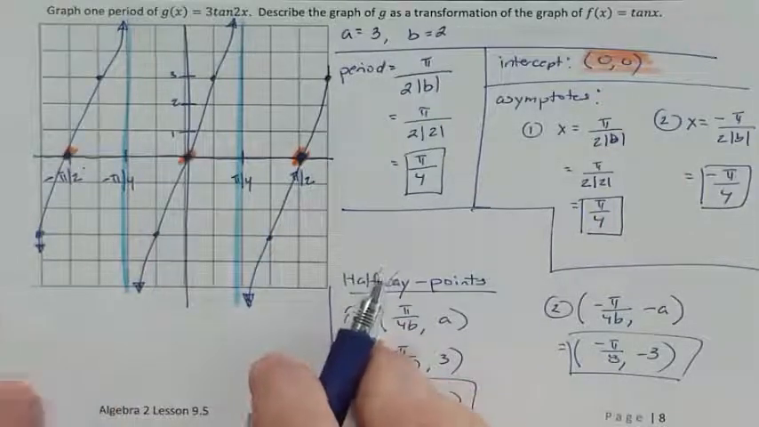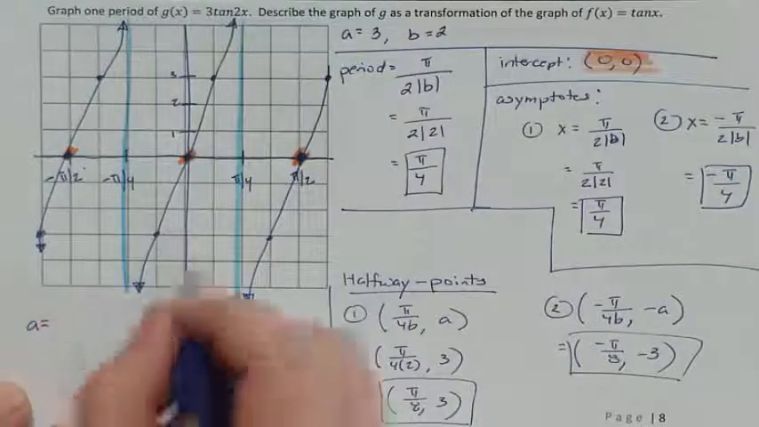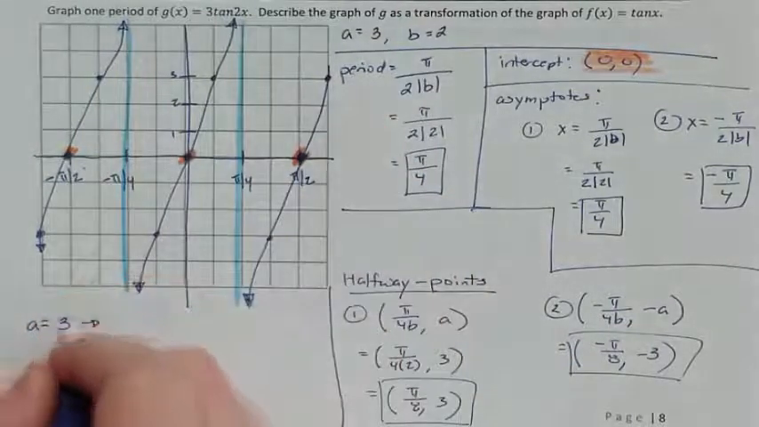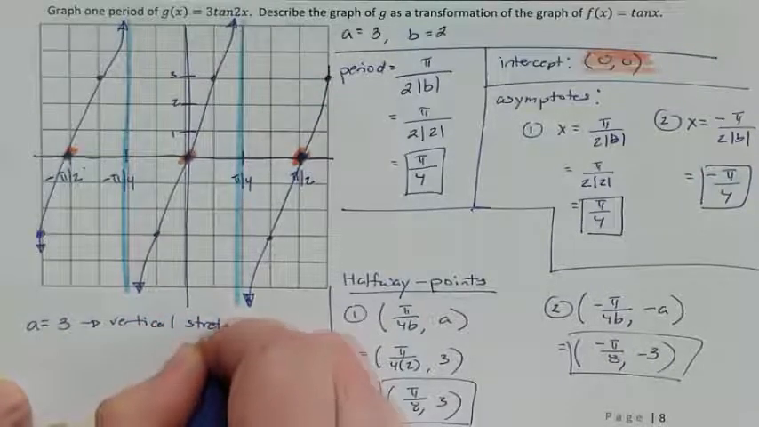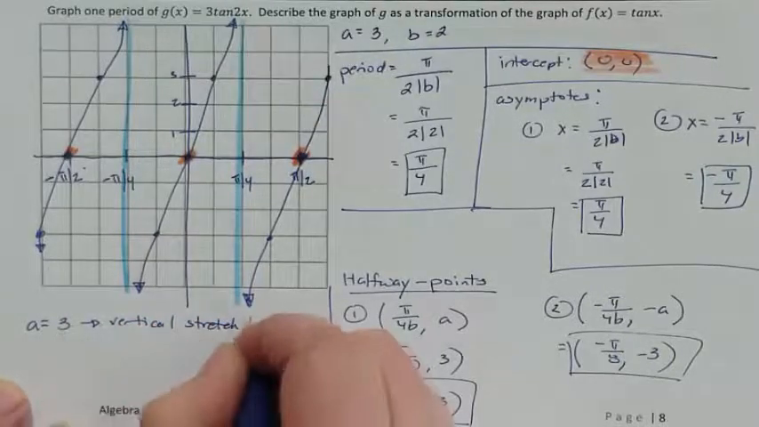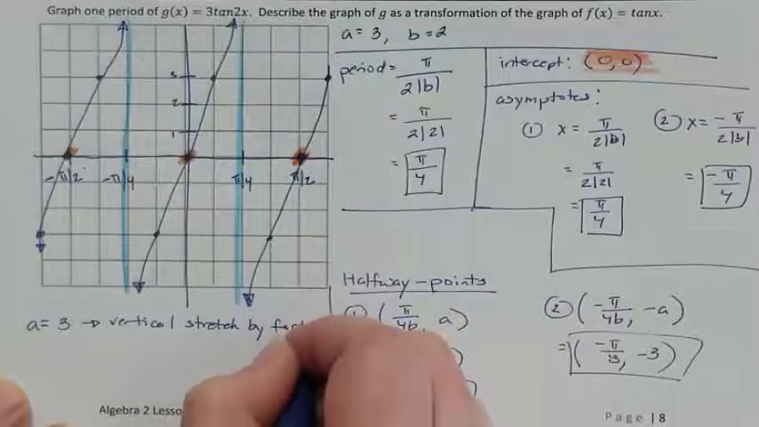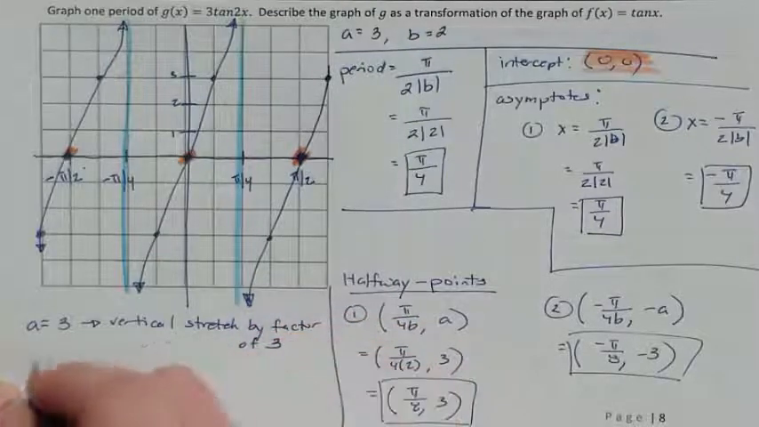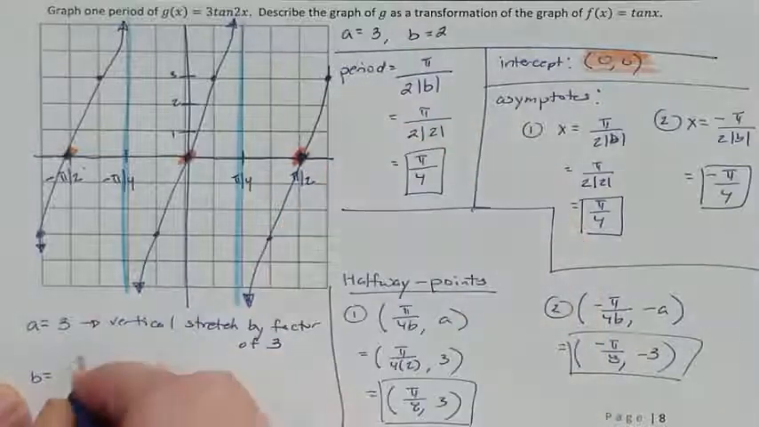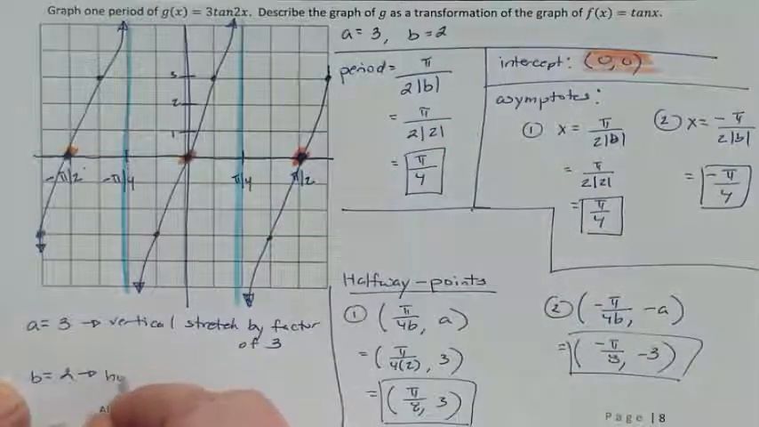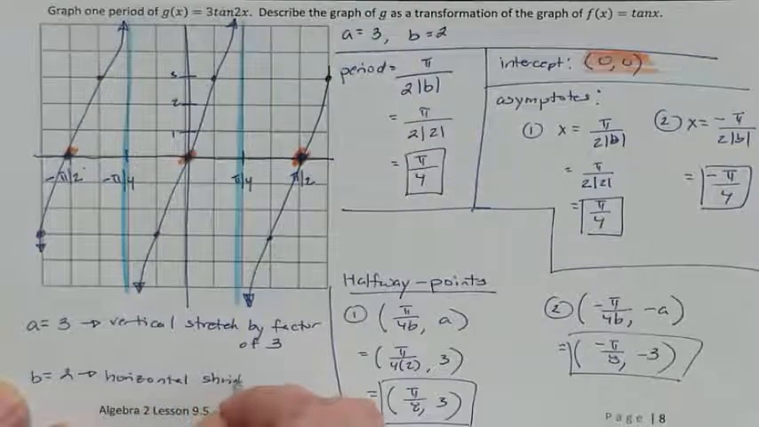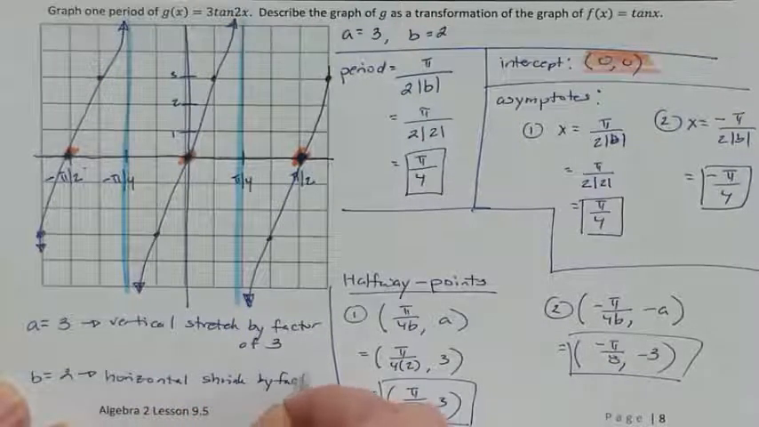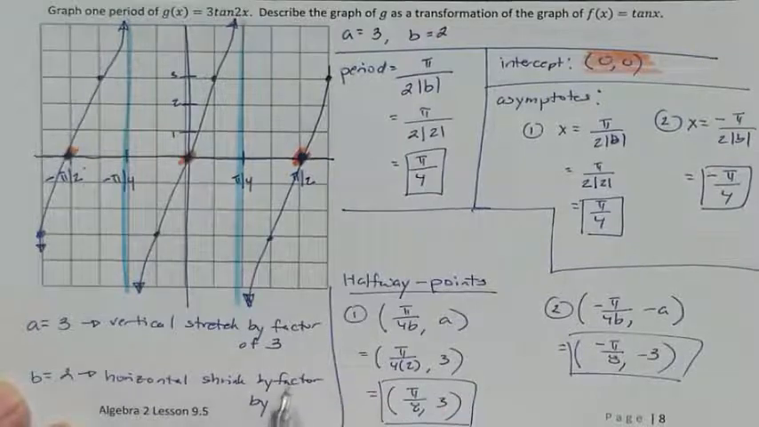Now we're going to figure out what our transformation is. Your a was 3. A does vertical. So this is a vertical stretch. And why is it a vertical stretch? It's because it's bigger than 1. So this is a vertical stretch by a factor of 3. B is 2. B always tells us our horizontal. And this is going to be a horizontal shrink. Why is this a horizontal shrink? It's because you're supposed to take the reciprocal to do your factor. So this is actually going to be 1 over 2.